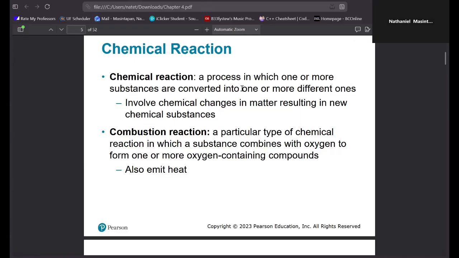Today I will be covering chemical reactions, which is the process of converting substances into different substances. Now, there are two different types of reactions, chemical and combustion. Combustion creates heat and also has oxygen within its reaction.